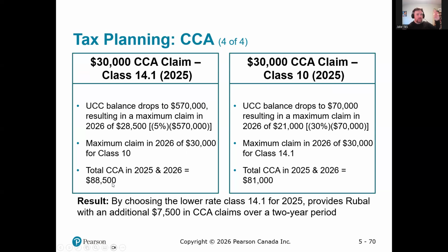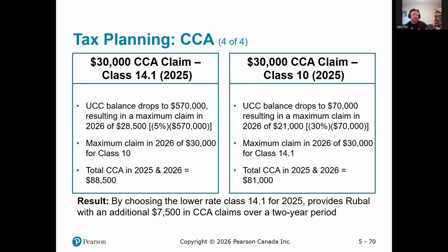So that's if we start with the low rate. It leaves more CCA available to claim. If we had taken from the high rate and left the low rate alone, the balance of the $100,000 class 10 goes to 70,000. So next year we can only claim $21,000. Class 14.1 stays at its $30,000 amount. So the total CCA claimed in 2025 and 2026 would total up to $81,000.